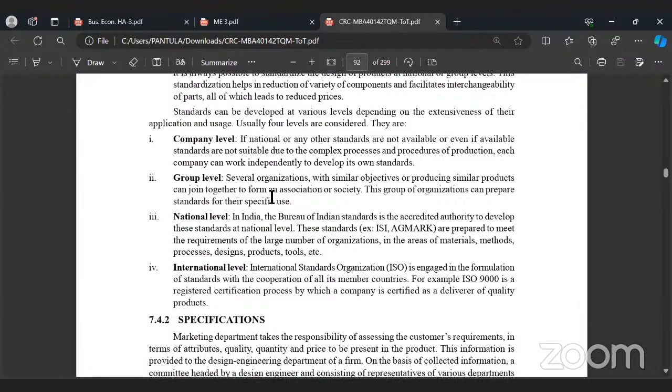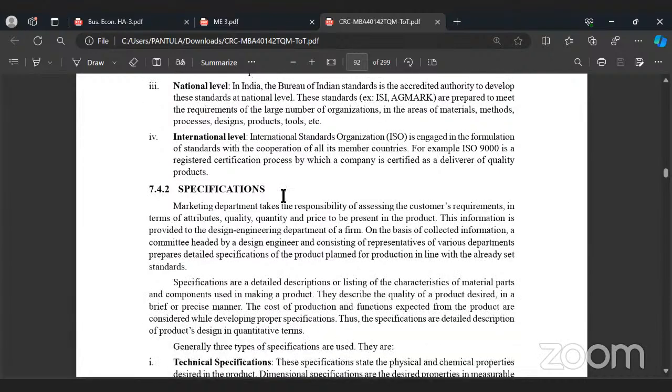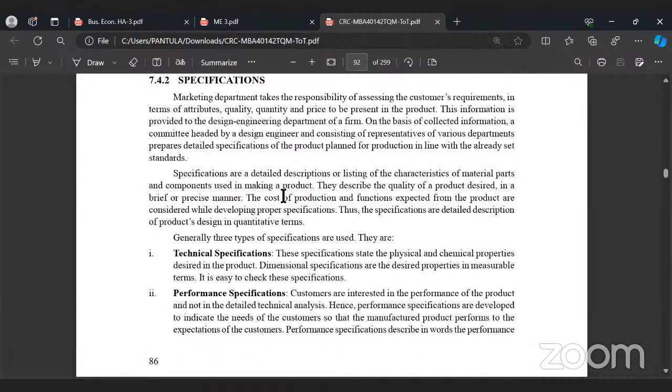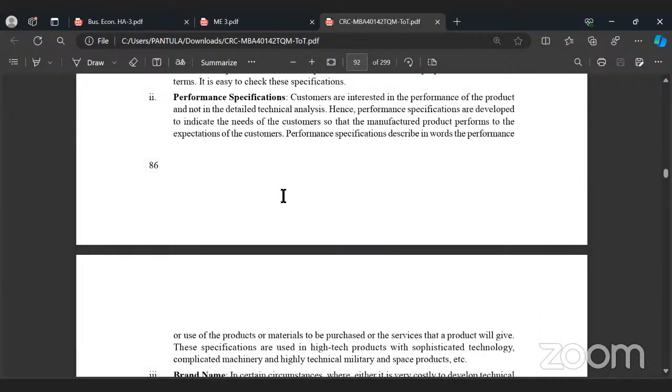So they are going to get ISI certification, AGMARK, Silk Mark, and a KDM symbol at the national level. If you go with the international level, we follow international standard organizations. There are certain specifications, like technical specification, performance specification, and brand name. So these are the things.